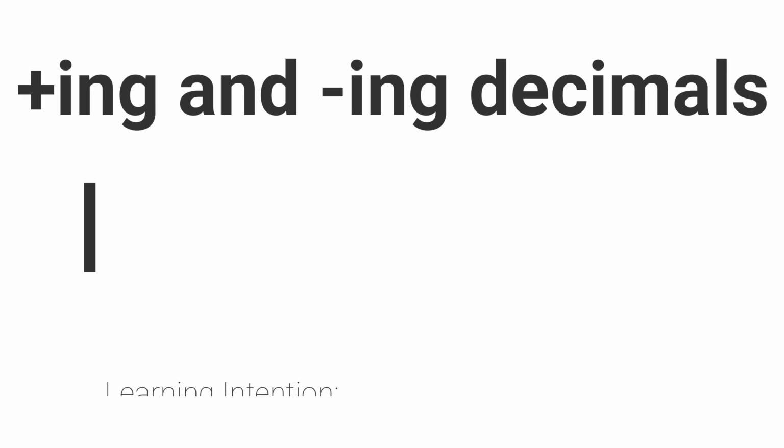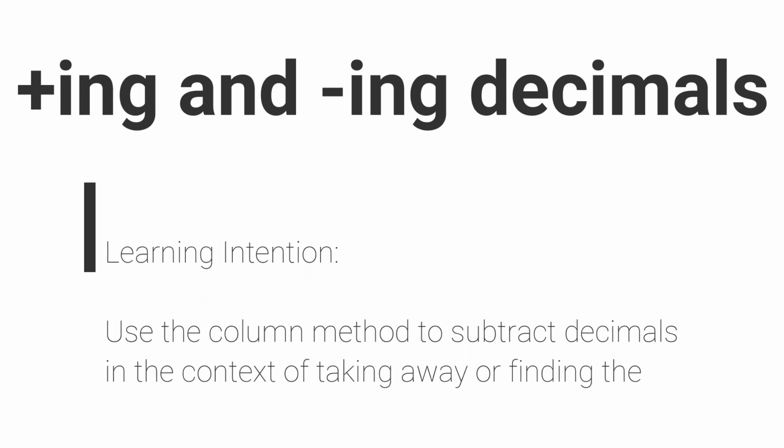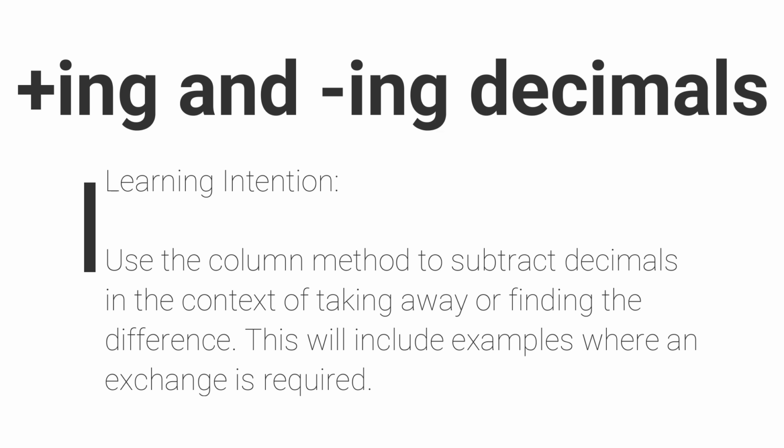You're going to notice in the workbook today the focus is mostly subtraction. Our learning intention is to use the column method to subtract decimals in the context of taking away or finding the difference. This will include examples where an exchange or regrouping is required. So basically we're subtracting. We know subtraction is either taking away or finding the difference between two numbers.